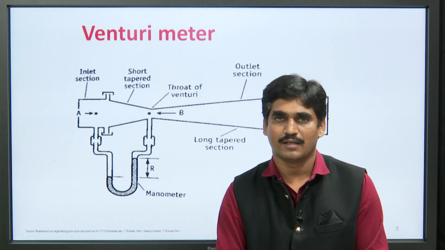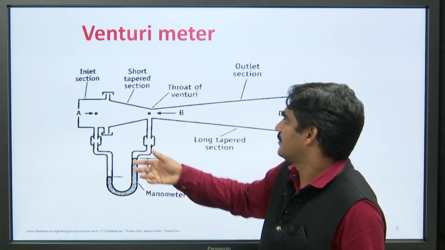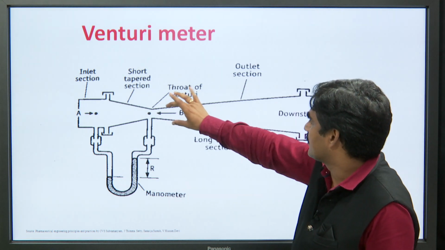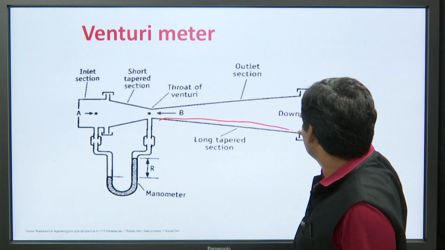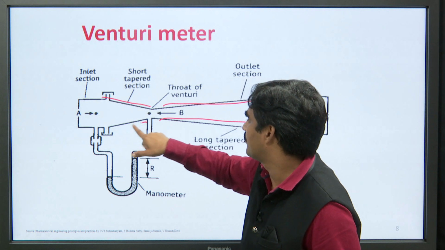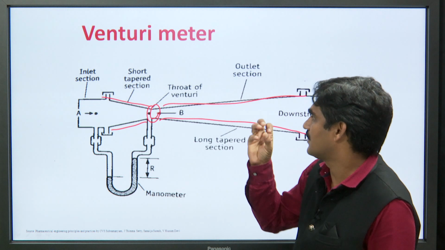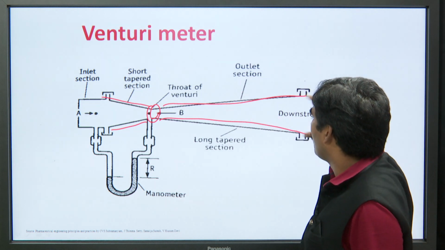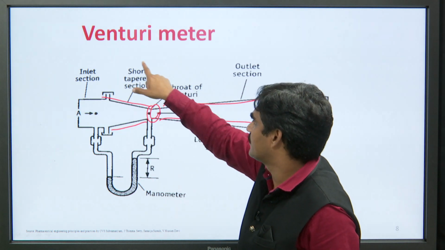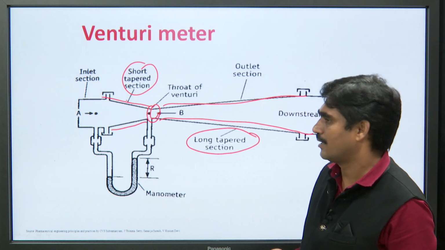Let us see the diagram of the Venturi meter, how it works. As discussed in the previous slide, there are two tapered sections. This is one tapered section, this is another tapered section. This is the throat of the Venturi, which is constricted. One side is a long tapered section, the other side is a short tapered section. So, this portion is the short tapered section, and this portion is the long tapered section.